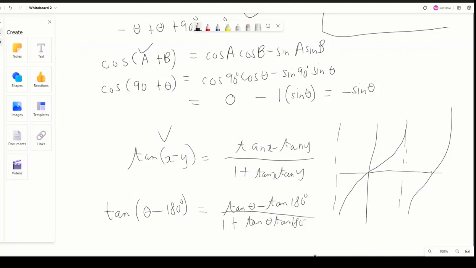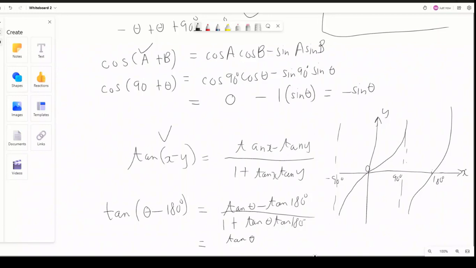Remember, the way I drew the graph here, here was 0. This was minus 90 degrees. This was 90 degrees. This was 180 degrees here. So it's actually 0 there. This is the x-axis or the theta axis. This is the y-axis here. So tan 180 is 0. So if I substitute back into this formula for tan, I've got tan theta.